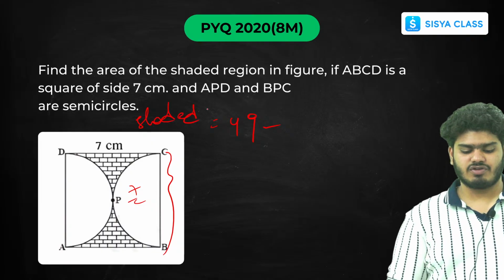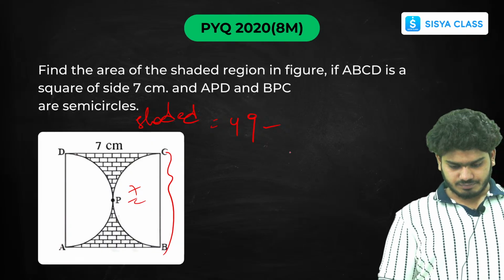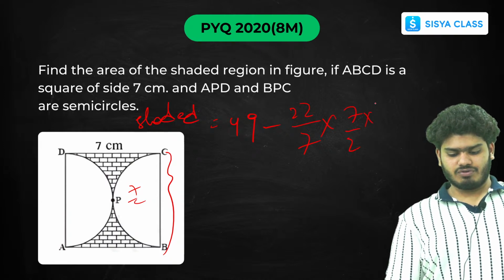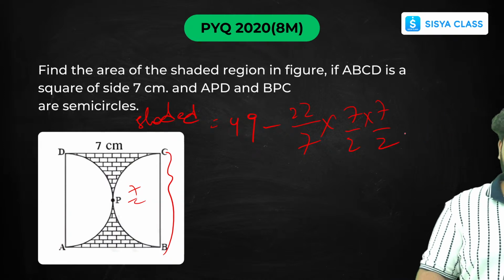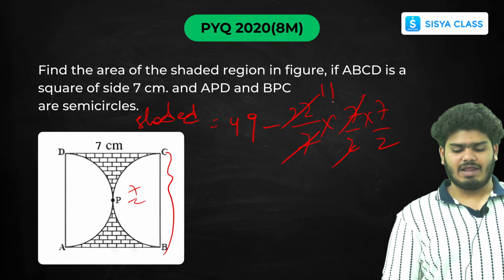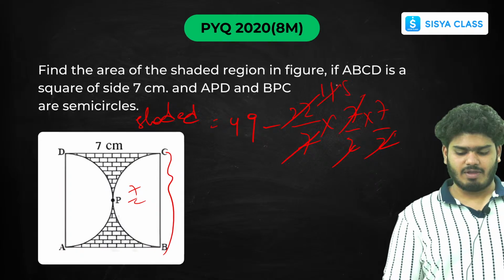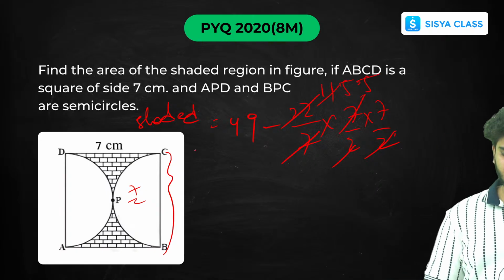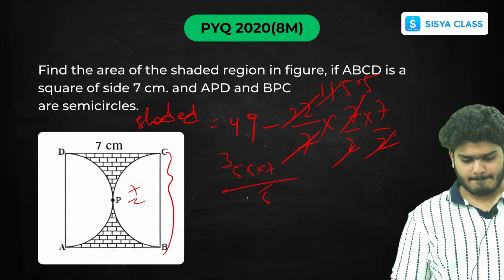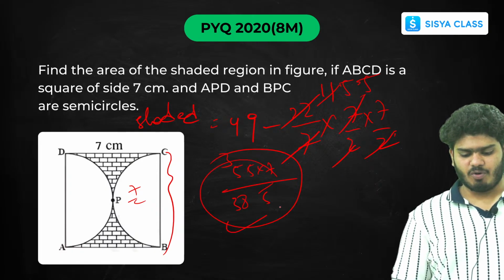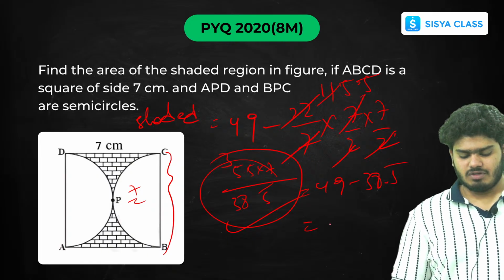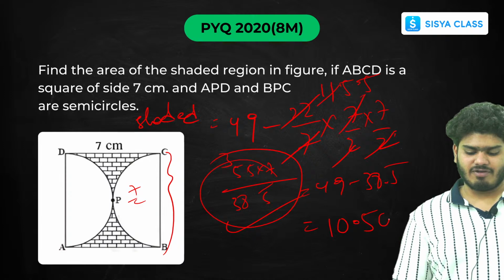Area of shaded region is equal to area of square minus area of circle, minus pi, 22 by 7 into 7 by 2 into 7 by 2, where 7 by 2 is the radius 3.5. I will be writing for the simple calculation. So 7 gets cancelled, 2 elevens are 11, 2 fives are 5.5. So 5.5 into 7, how much will it be? It is 38.5. So 49 minus 38.5, that will be 10.5 centimeter square.